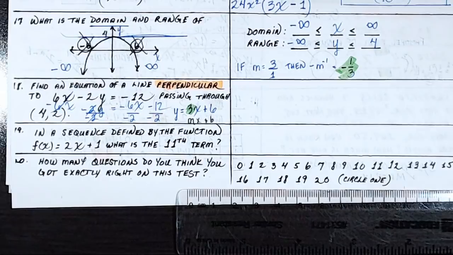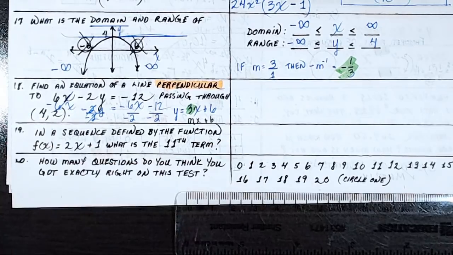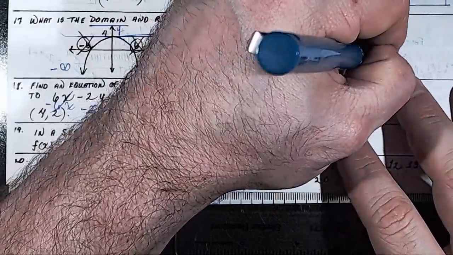Okay, so now we have to use the point slope formula to find an equation of a perpendicular line passing through that point right there. So we got to remember what the point slope formula is.